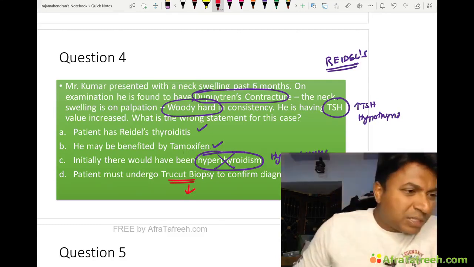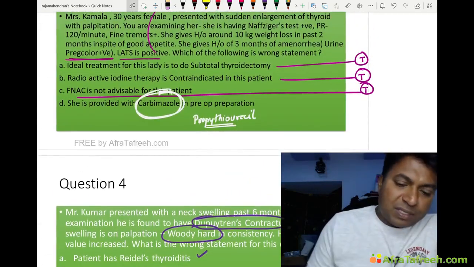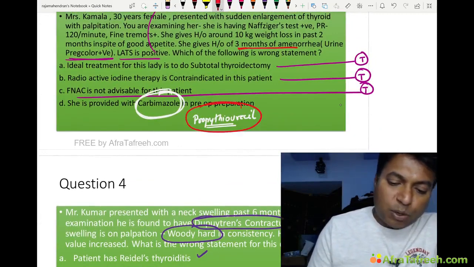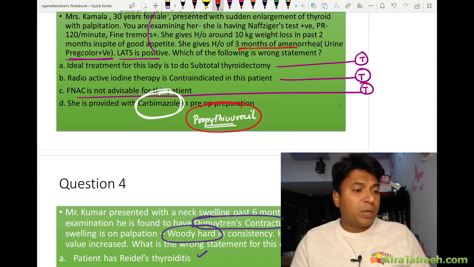Propylthiouracil is used in first trimester, yes. The patient is in 3 months amenorrhea, so we have to go for propylthiouracil in this case. We should not use carbimazole at this point of time. In third trimester, you can use any drug.